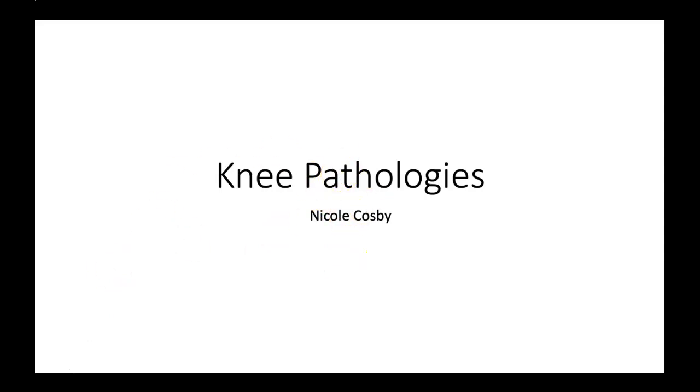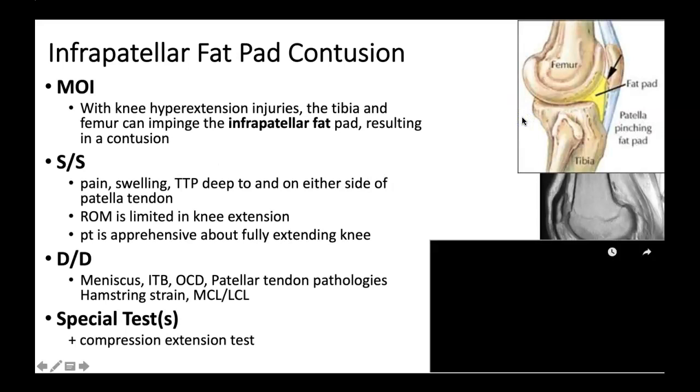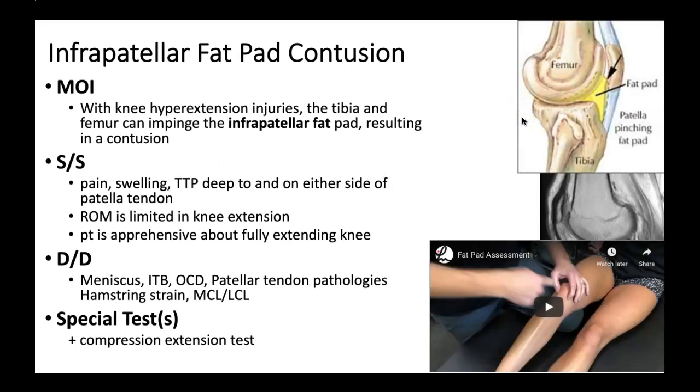Our first stop, or the first pathology that we're going to talk about, is going to be an infrapatellar fat pad contusion. So what is the infrapatellar fat pad? Well, as the name implies, infra, right? It's going to live deep. But what is a fat pad? A fat pad is essentially a mass of fat tissue. And in this case, this mass of fat tissue is going to lie just deep to the patella, and it's located just behind the patellar ligament.